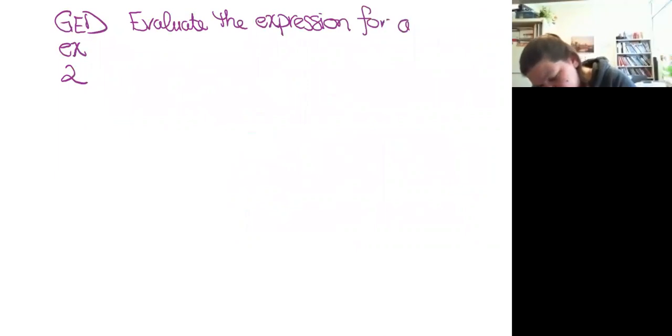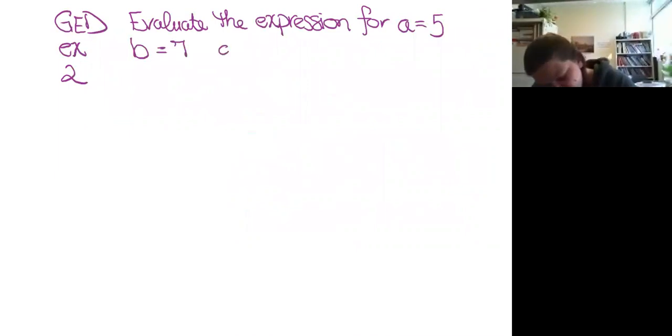They could use multiple variables. So you might see: evaluate the expression for A equals 5, B equals 7, and C equals 11.